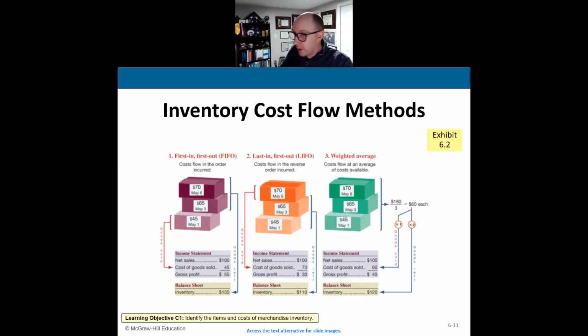At the end of the month, I still have two additional pairs of shoes left. Therefore, my remaining balance on my balance sheet for inventory is $135. How did I get $135? We took our remaining two purchases. I didn't sell the one from May 3rd, and I didn't sell the one from May 6th. So 65 plus 70 is 135. So that's first in, first out. Does that make sense to everyone? Pretty straightforward, I hope.